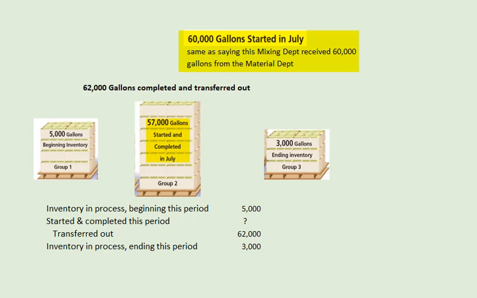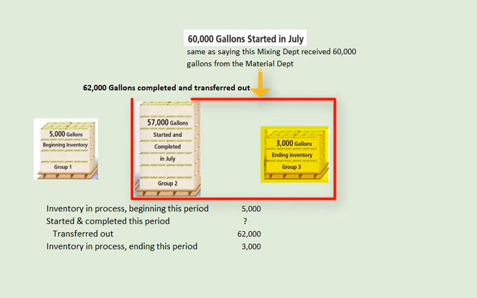So what was started? What was started was what was received from the material department. So there was 5,000 gallons at the beginning inventory work in process. And then 60,000 gallons was received from the material department, and so it was started. 57,000 gallons of what was started was completed as well. And another 3,000 of what was started is still not finished and is in ending inventory.